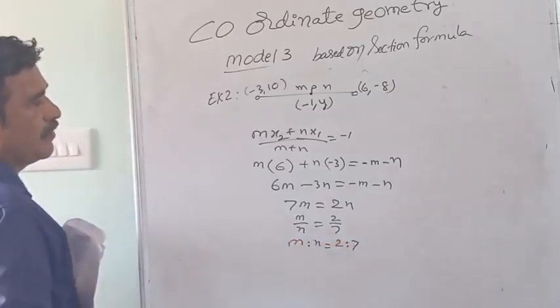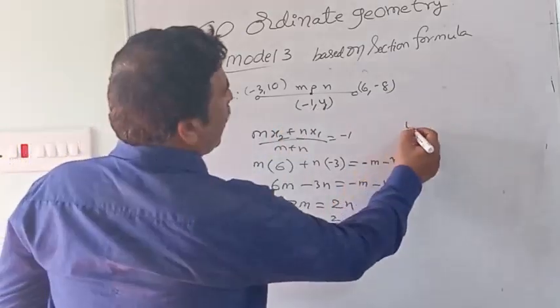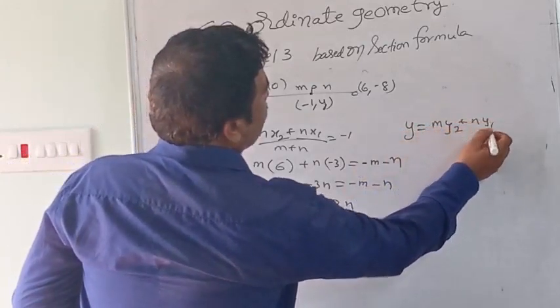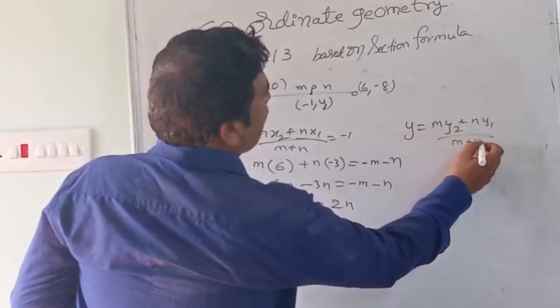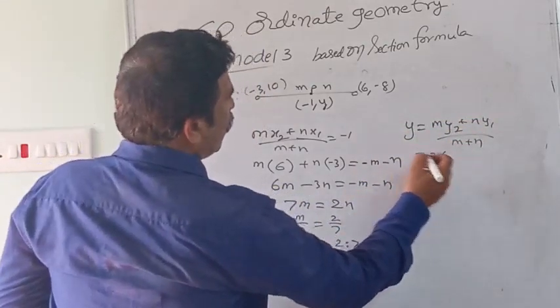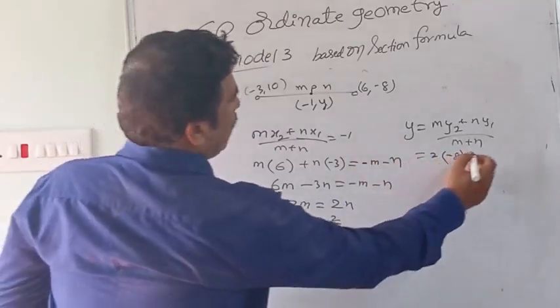Ratio coming. After getting the ratio, we can find the y value using the y formula, which is (my2 plus ny1) by (m plus n). m is how much? 2. y2 is how much? -8. n is how much? 7.